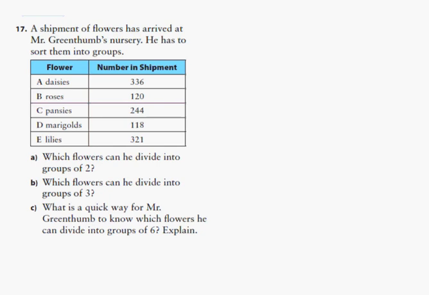Well, those would be all of the shipments that end in an even number, which means daisies can, roses can, pansies can, and marigolds can. Lilies can't because it ends in the number 1.